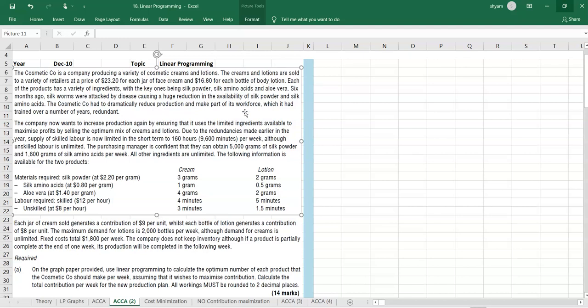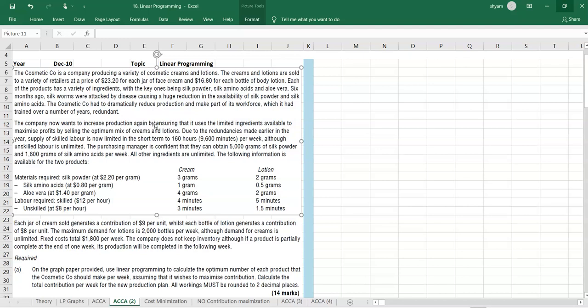Two, this question has a lot of limiting factors. There is actually more than one limiting factor. For example, he says that the maximum availability of silk powder and silk amino acid is limited. He also tells that skilled labor is limited. So when there is more than one limiting factor, it is linear programming. Here we have three limiting factors, so this is going to be a linear programming question.